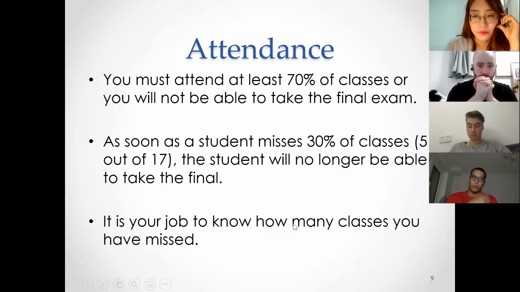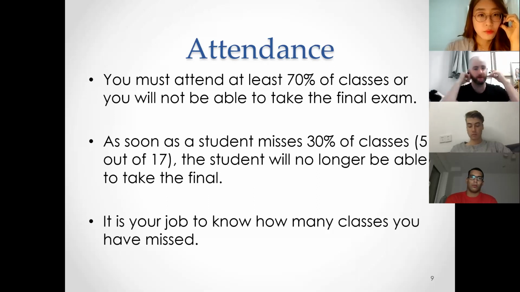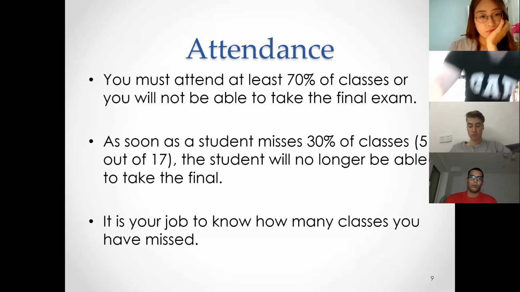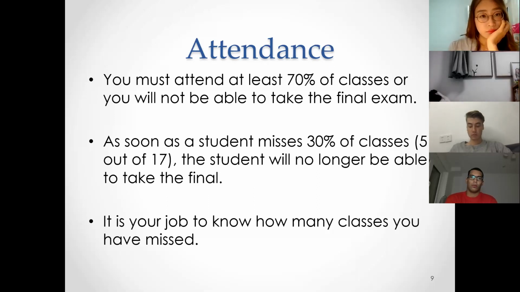Attendance. You have to come to class. As soon as you miss 30% of the classes, that's 5 out of 17, you're done. You can't take the final test anymore. And it is your job to know how many classes you missed. If you really don't know, you can ask me, but sometimes I have students who ask me all the time how many classes they have missed. That's your job. Don't miss more than 5 unless you have a good reason. I'll always listen to a good reason, but if you have a reason, tell the office.